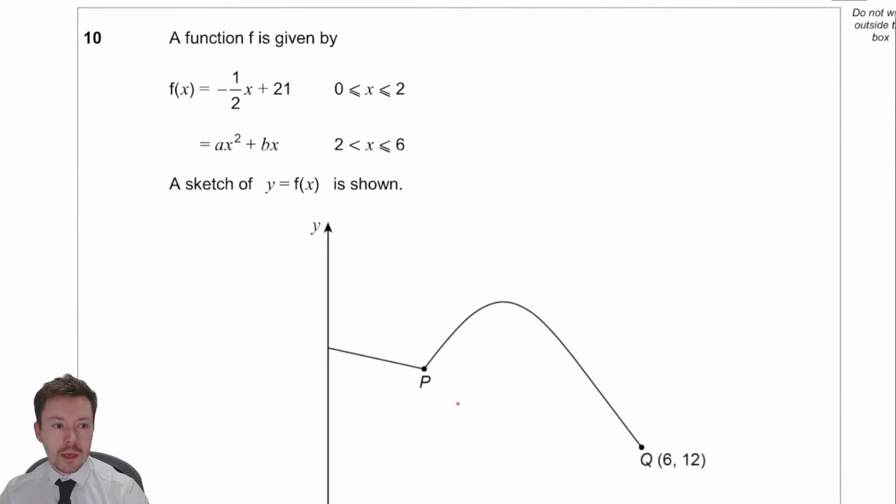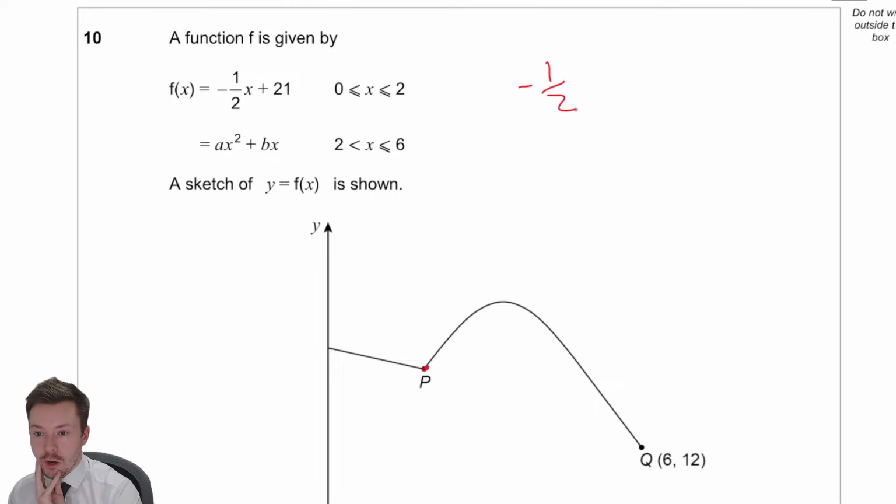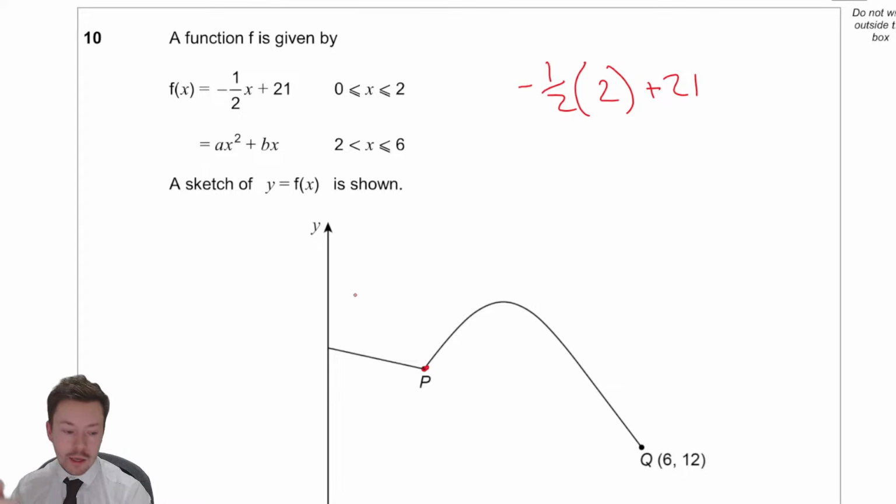Zoom this out slightly here. A function is given by f of x is minus a half x plus 21, and this is true between 0 and 2. So this has got to be 2 here. And then we have ax squared plus bx between 2 and 6. Now we can work out the height of P by substituting 2 into this first bit. So if we do minus a half times 2, plus 21, we can get the y value.